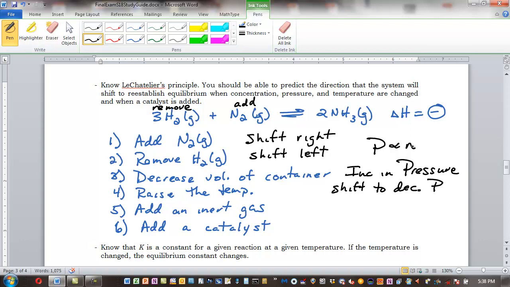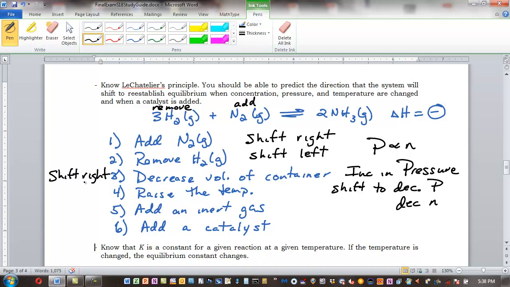Okay? Because we have 4 moles of gas on the reactant side. We only have 2 moles of gas on the product side. Okay? So the way that we can decrease pressure is decrease N, decrease moles, and that will be, and I'll write it over here, shift right. Okay, going from 4 moles of gas to 2 moles of gas.